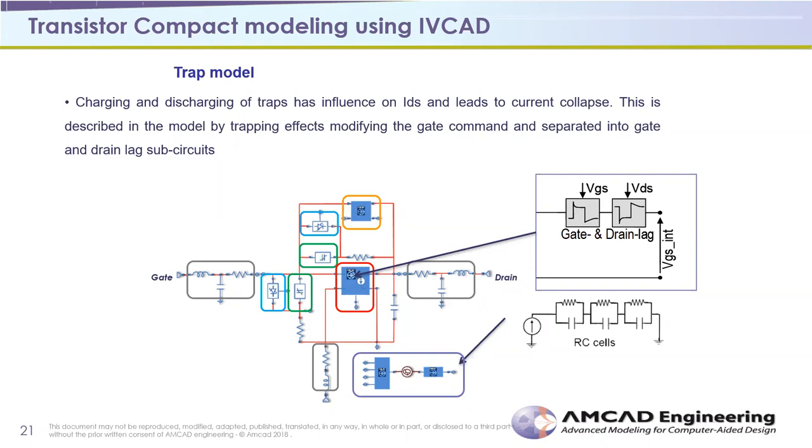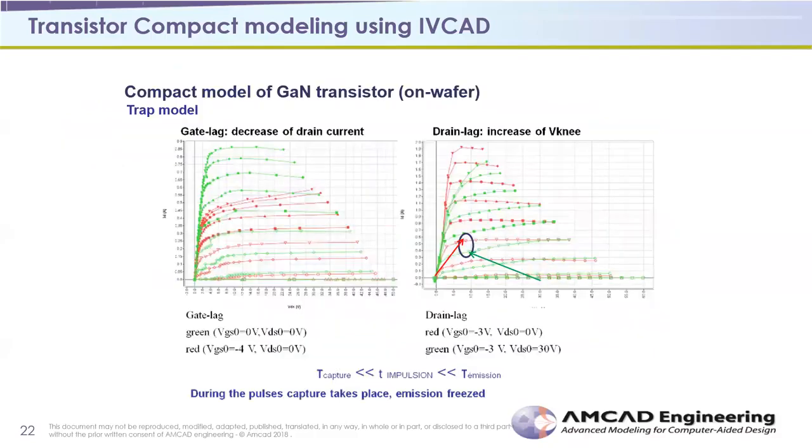In time domain duplexing, we're using a time for uplink and a time for downlink, so the trap effect becomes very, very important. To characterize that, we are going to highlight the gate lag and the drain lag, and also look for the time constants to characterize these traps. For gate lag and drain lag, we can easily see the effect.